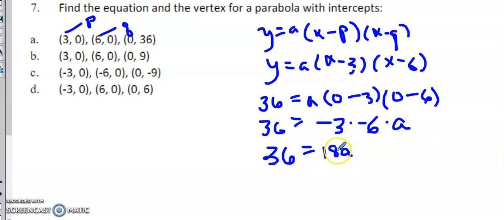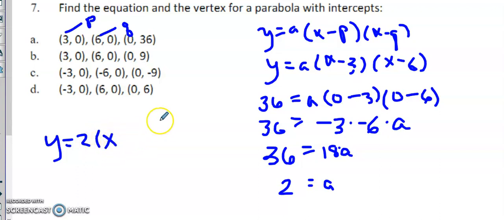And then since it's a multiplication problem, if I divide both sides by 18, a ends up being a value of 2. So the final answer for a would be y is equal to 2 times x minus 3. Again, I'm using this problem right here. x minus 3 times x minus 6.